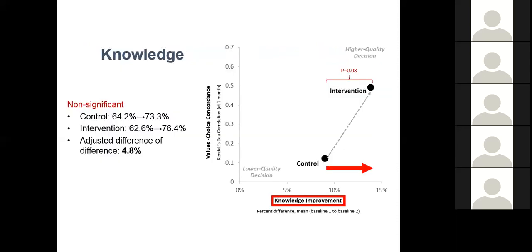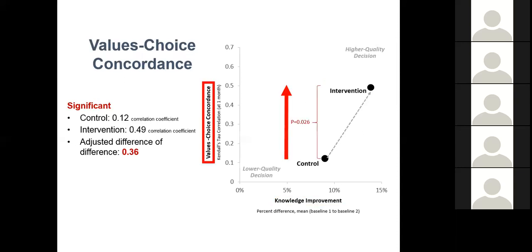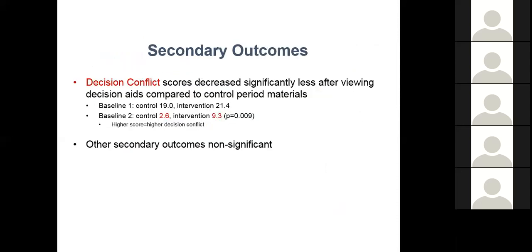And caregivers, we improved their value concordance as well with what they want for the patient. We insignificantly changed their knowledge, only a 4.8% difference in a smaller sample size, so P was 0.08. But trends in the right direction. The caregivers were interesting. The caregivers' decision conflict scores decreased, but they decreased a lot less after seeing our decision aids compared to the control.